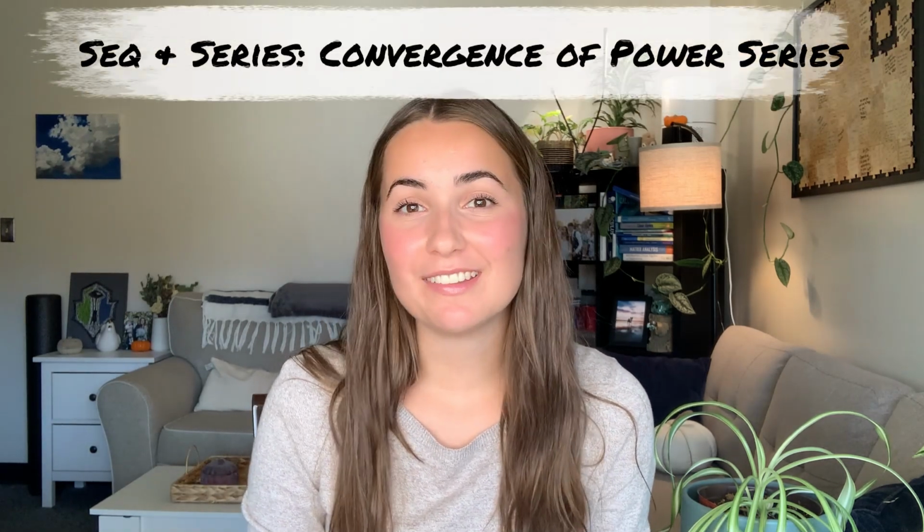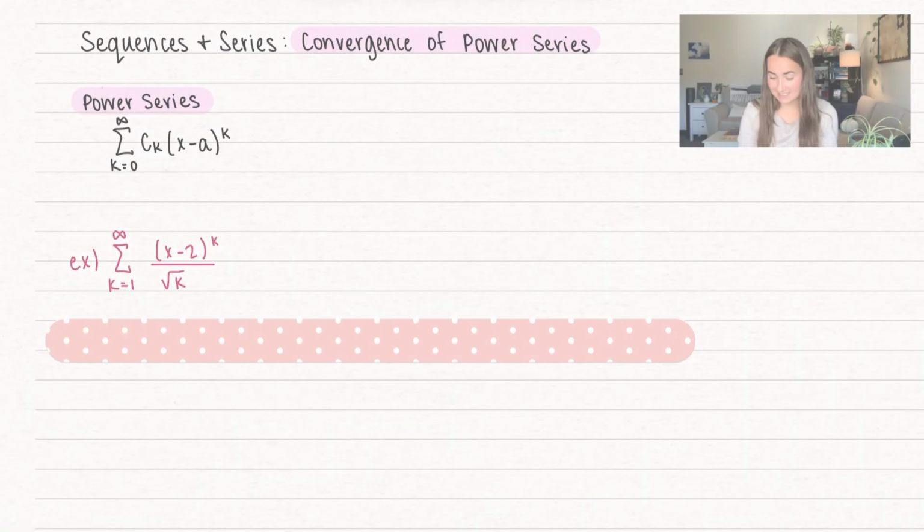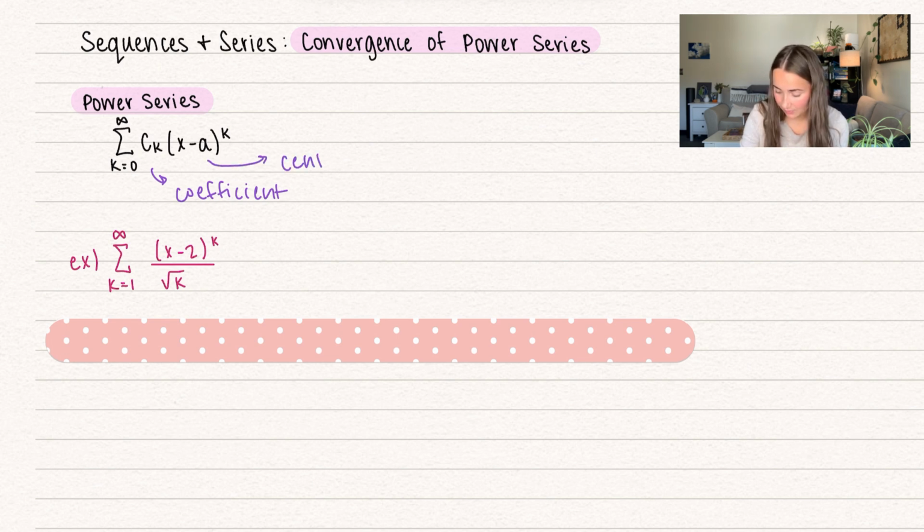Today we're continuing our series on sequences and series, and we're going to be talking about the convergence of a power series. So let's go ahead and dive into it. We're going to begin with a power series, of course. So we have the summation from k equals 0 to infinity of c sub k. These c sub k's are going to be our coefficients. They're going to be a function of k, but they're the coefficients, right? And then we have (x minus a) all to the power of k. And this little a right here is going to be the center of the power series.